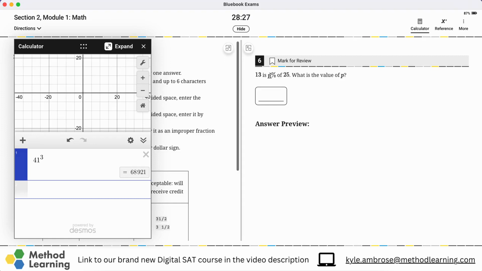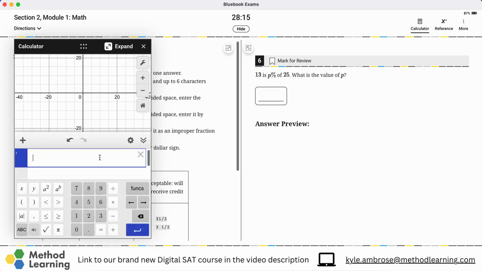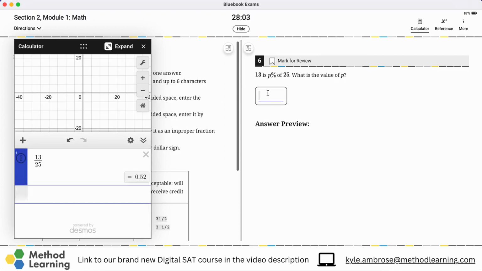13 is p% of 25. What's the value of p? So it's basically saying 13 out of 25 is what percentage? Okay, that's kind of what it's saying. So let's do it. 13 out of, meaning divided by 25, and we get 0.52 in Desmos. Well, 0.52 is 52%, so the p-value is 52%.